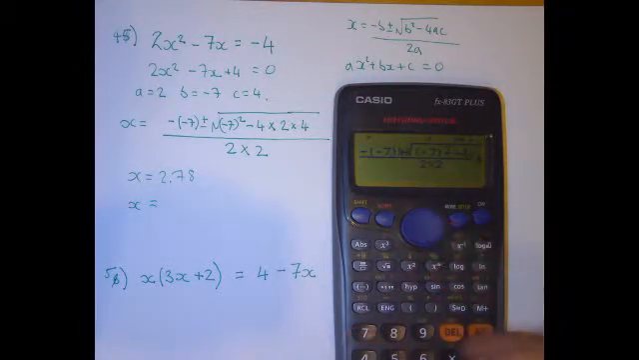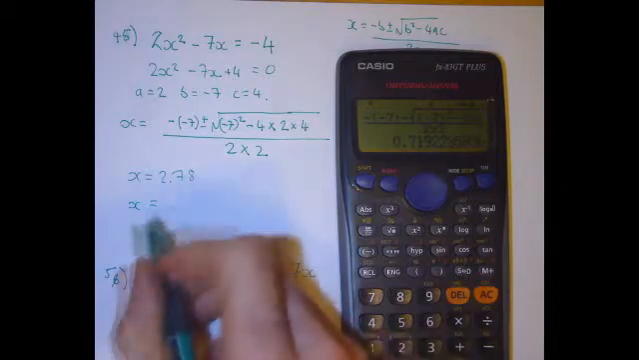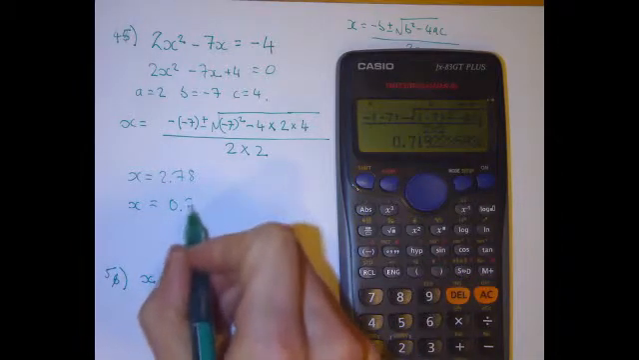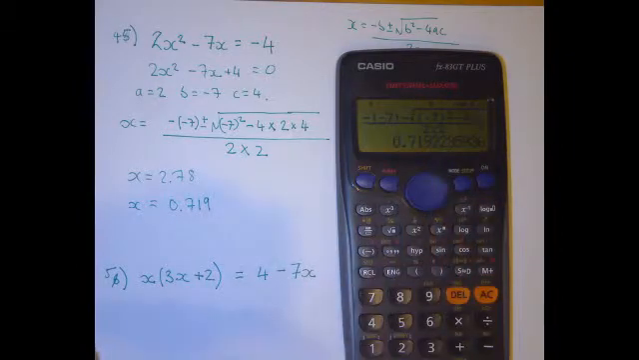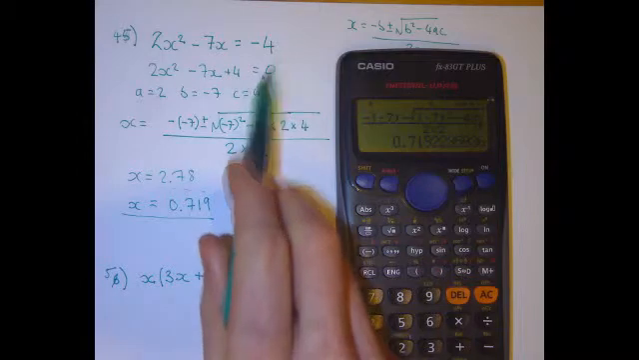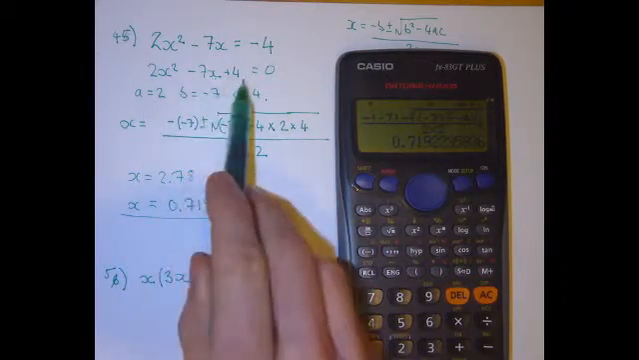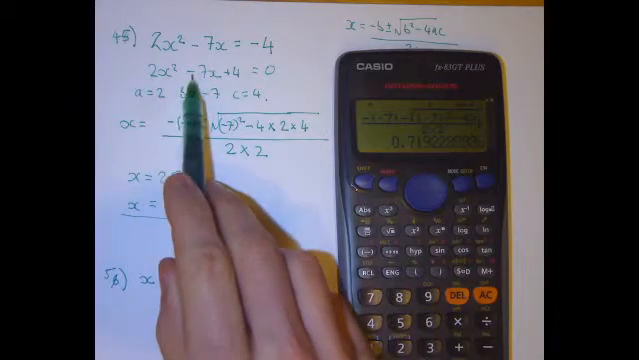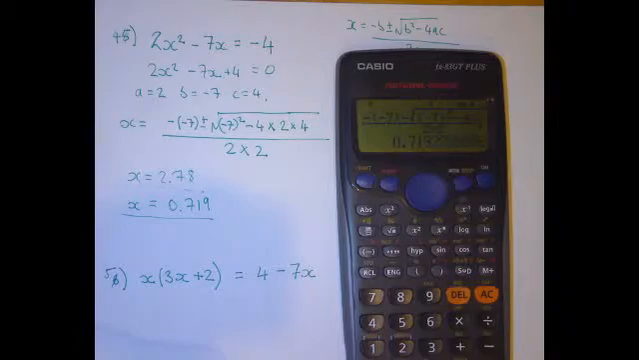Delete, change that to a negative. Press equals again. SD that. 0.71, and it can be 719 because there's a 2 there. Okay, so again, that's really quite straightforward once you've made that initial step, and that's the tricky bit. You must have it in the form ax squared plus bx plus c equals 0. Otherwise you can't do it.